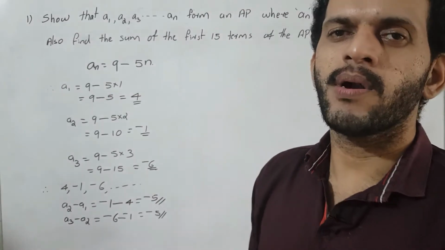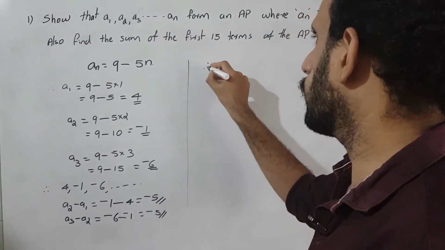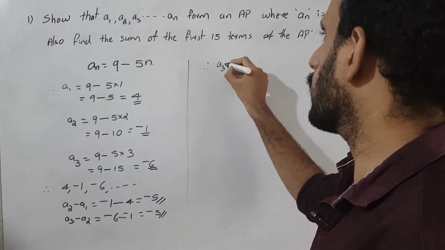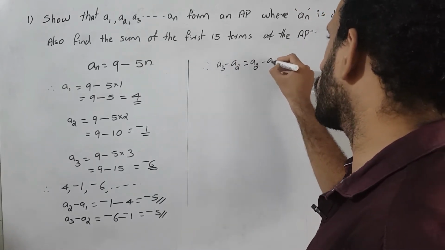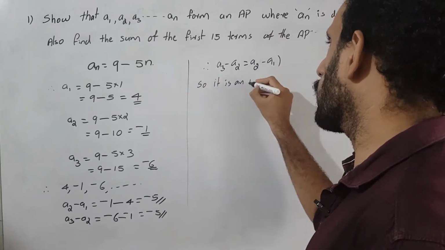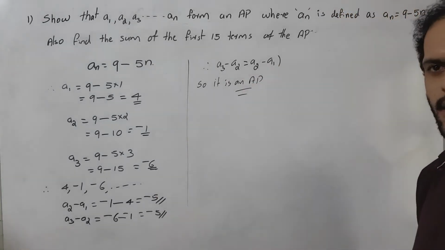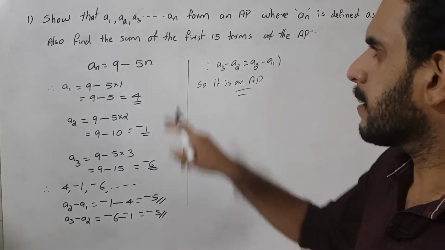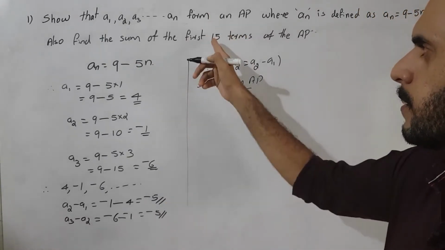A2 minus A1 is equal to A3 minus A2. Therefore, A3 minus A2 is equal to A2 minus A1. Correct. So, it is an AP. Then the first question is over here. We verified the given sequence is an AP. Okay. The next question asks to find the sum of 15 terms.